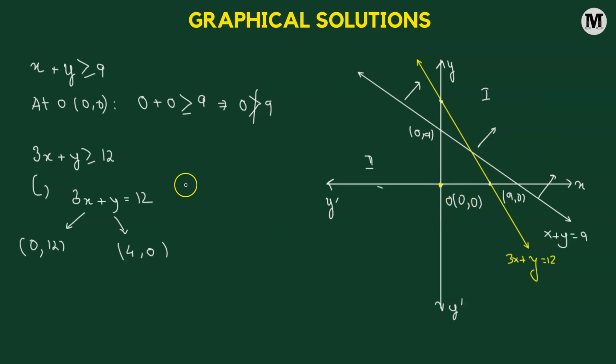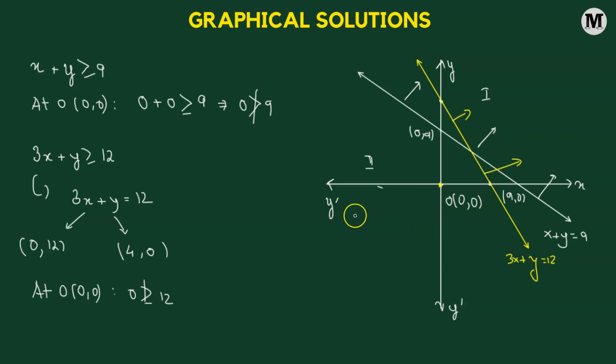origin point (0, 0). Here at the point O, which is (0, 0), our inequality gives us 0 ≥ 12. This is also an incorrect statement, which means that the region containing (0, 0) is not going to satisfy the inequality 3x + y ≥ 12. So we have to consider only the region lying to the right of 3x + y = 12.